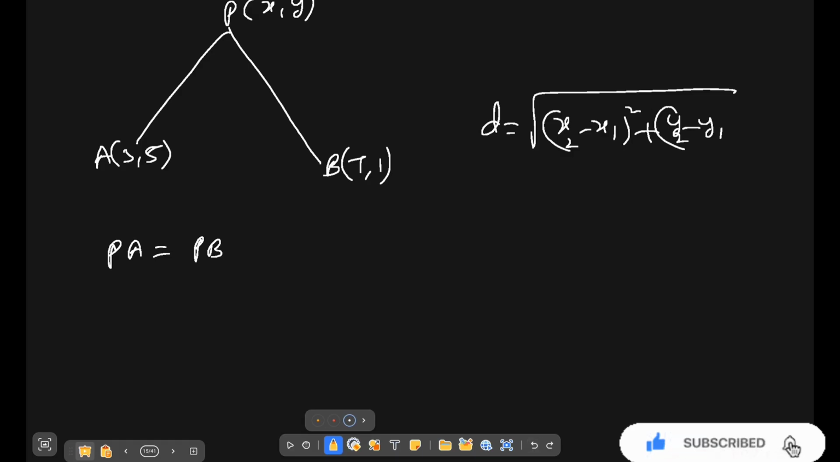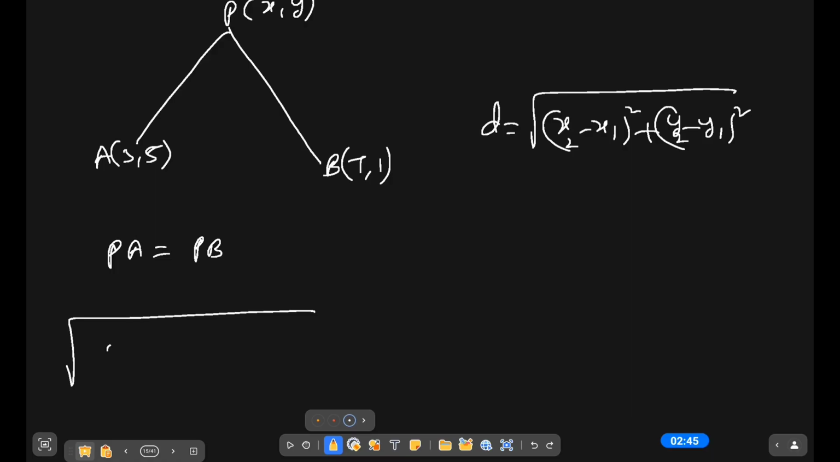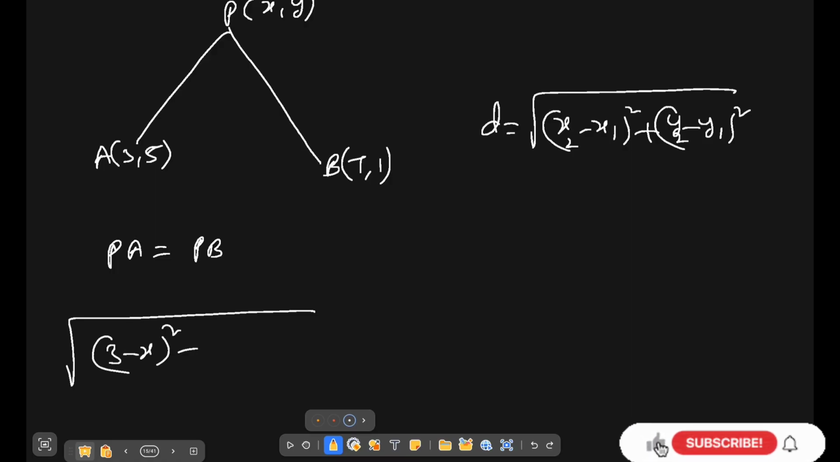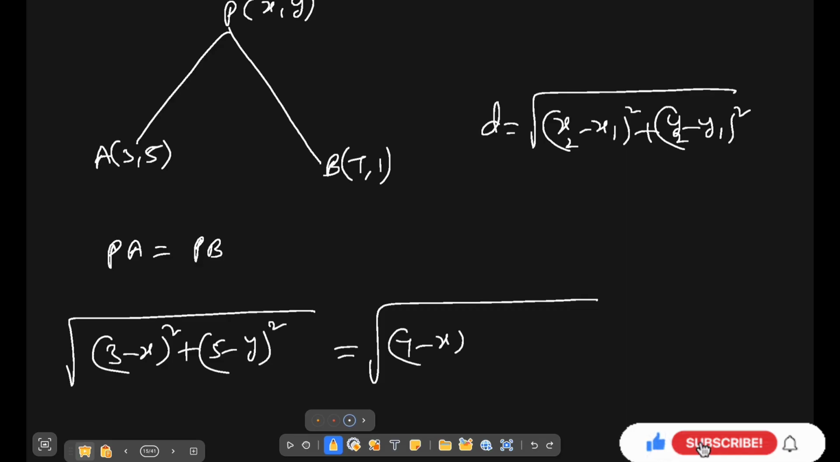Y2 minus y1 whole square. So let's apply this formula for this P and A. PA distance will be under root of 3 minus x whole square plus 5 minus y whole square equals to under root of PB distance, 7 minus x whole square plus 1 minus y whole square.